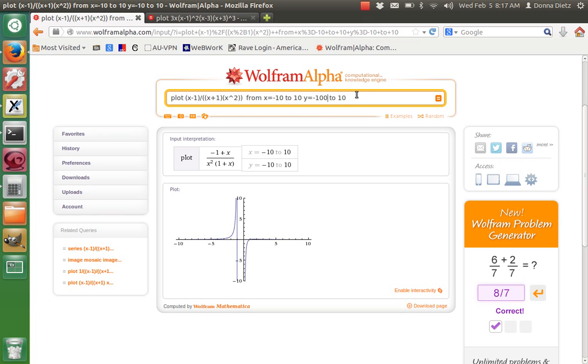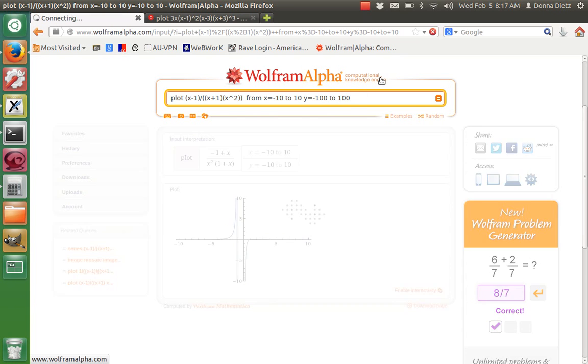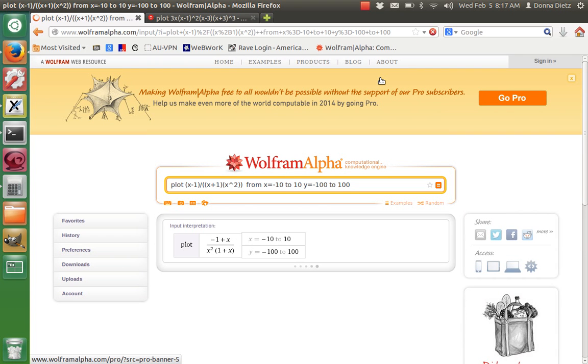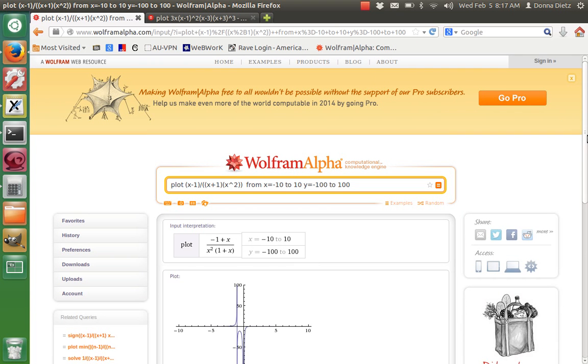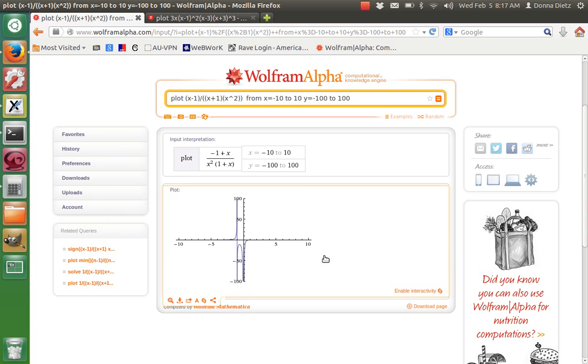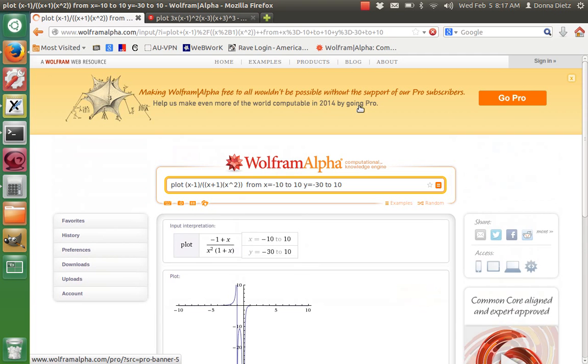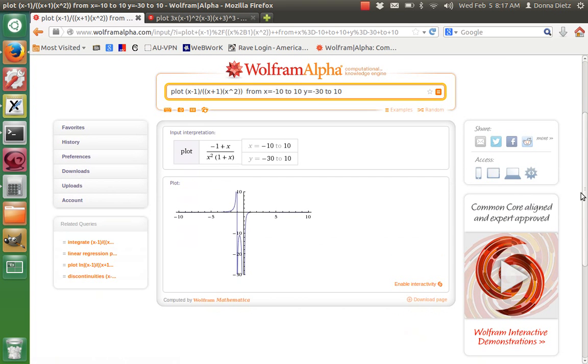Let's go from minus 100 to 100 and see if I can find any evidence of that thing happening. There we go. Okay, it didn't need to be that bad. I could have gone minus 30 to 30. That would have been fine. Minus 30 to 10 even would have been fine. I'm just going to zoom in a little bit for you and see. Yes, so this is what's happening.